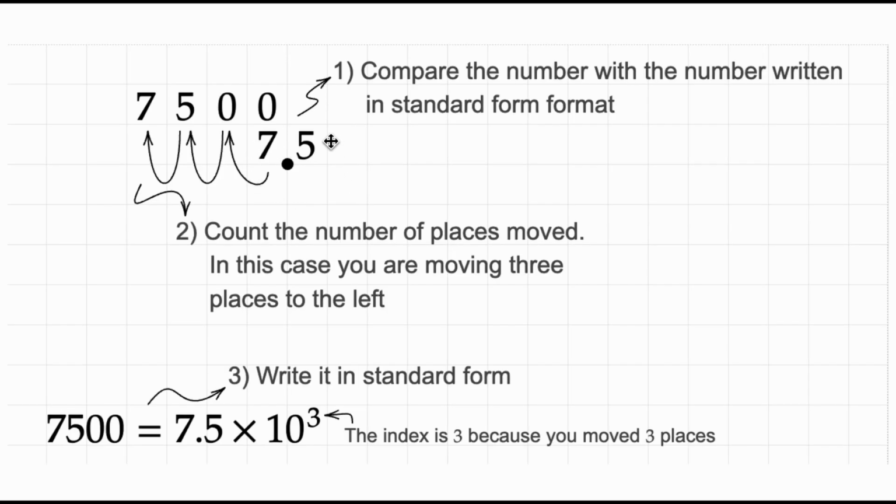So first thing that you need to do is compare the number with the number written in standard form format. The standard form format is the biggest digit in the ones column, and then the rest is decimals. You need to count the number of places moved. So this 7 has moved 1, 2, 3 places. In this case, you're moving 3 places to the left. Lastly, you need to write it in standard form. 7,500 is the same as 7.5 times 10 to the power of 3. And the index is 3 because you moved 3 places.